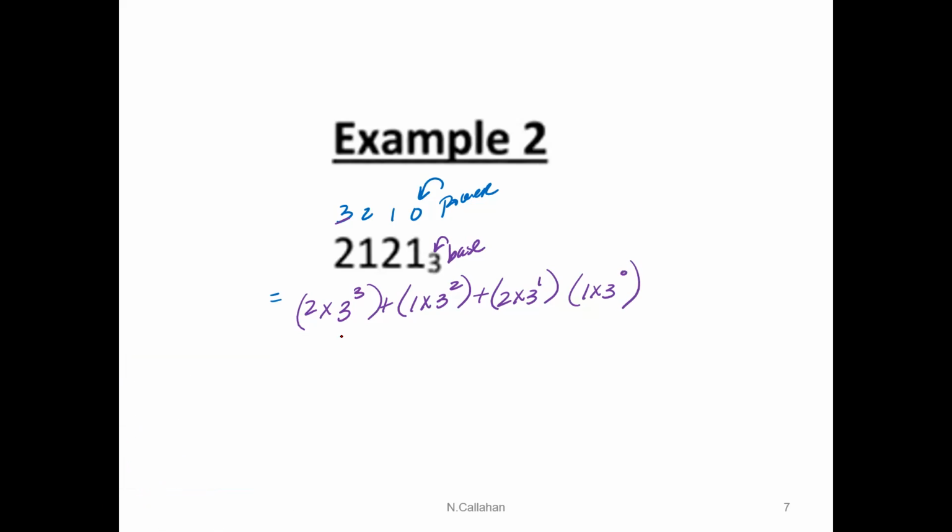Then of course 3 cubed is 27. So 2 times 27 is going to give you 54. 3 squared is 9. 1 times 9 is a 9. 2 times 3 is a 6. And then this part right here becomes a 1. So that's a 1. Altogether, you should have 64 plus 6, which is going to be a 70. And that's your answer.